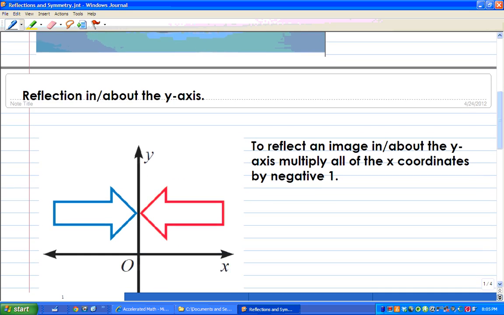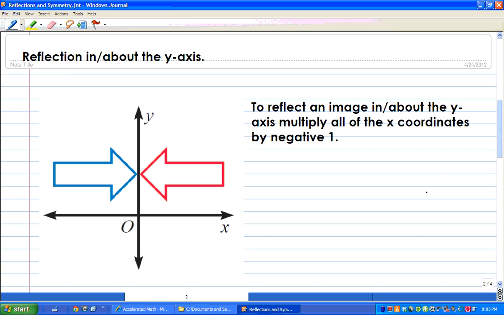In the photo, the red line is the line of reflection. Here, take this sample right here. This is reflection in or about the y-axis. What I want you to notice when you look at this is that all of the y values stay exactly the same. However, the x values become the exact opposite.